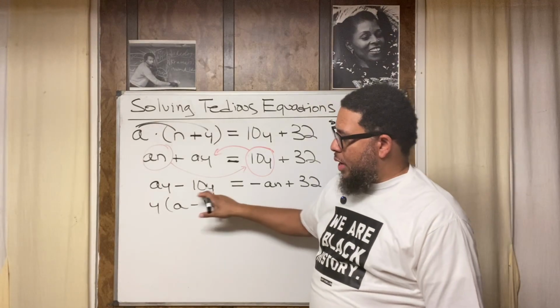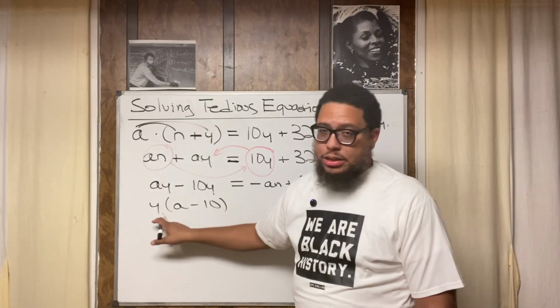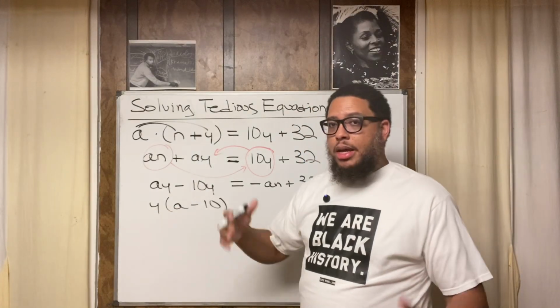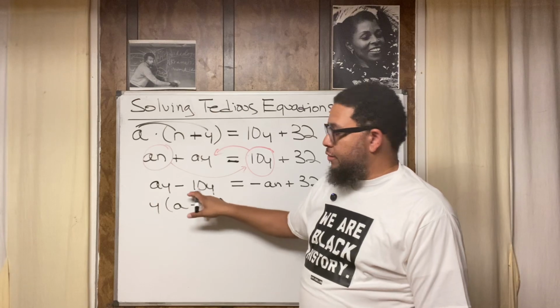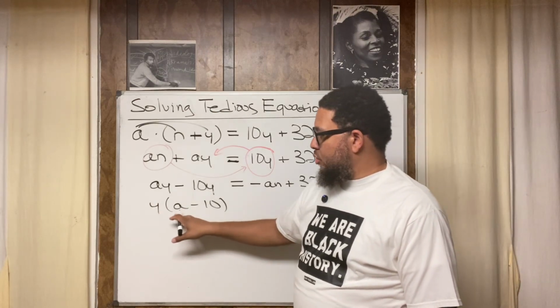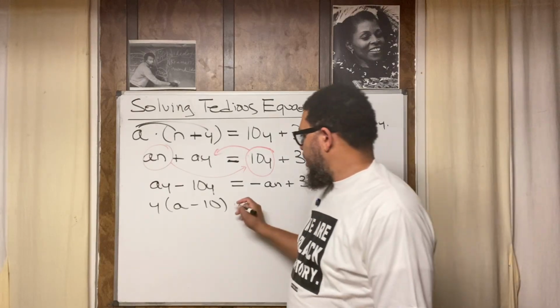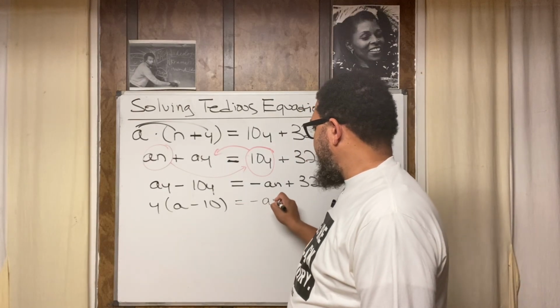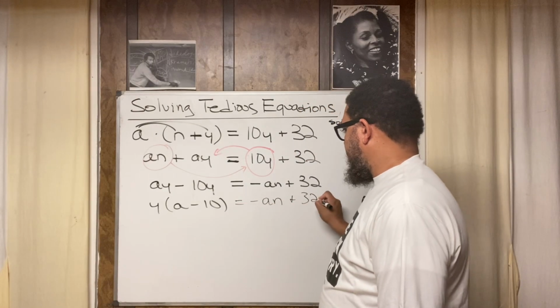Then you do negative 10y divided by y. The y's cancel out. Some people will say divide out and give you 1 again. So then you have negative 10 times 1, which is negative 10. Right? So you got y times the quantity of a minus 10 is equal to negative an. None of this changes. It's over here on the right side.